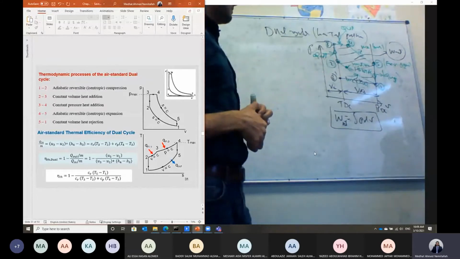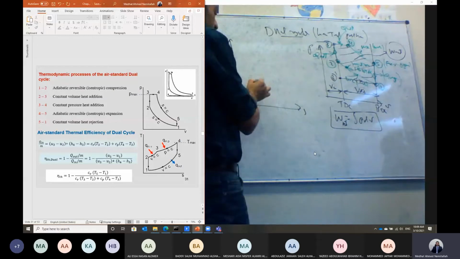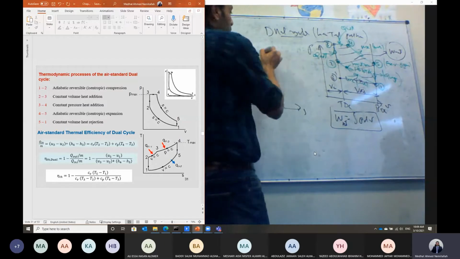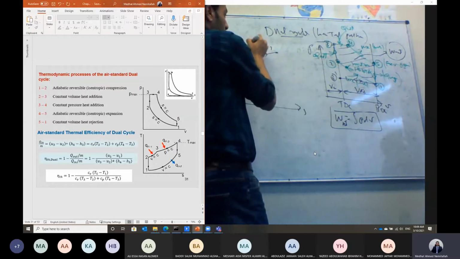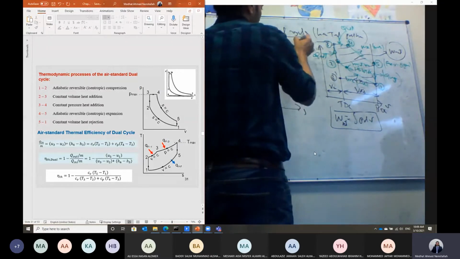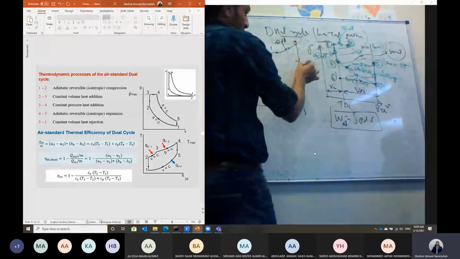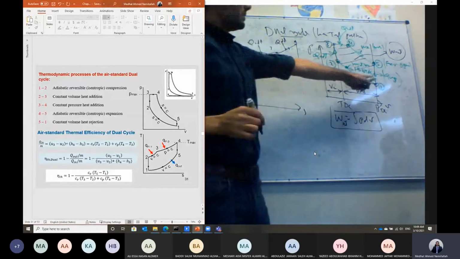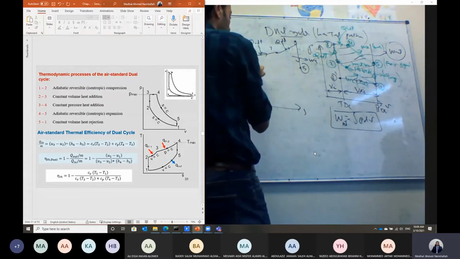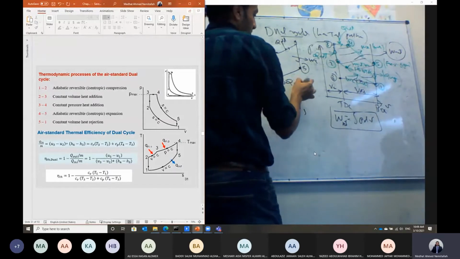And we can also represent this cycle on the TS diagram, the temperature-entropy diagram. Process 1 to 2 is the isentropic compression, 2 to 3 is the constant volume heat addition, and then from 3 to 4 we still have heat addition, but under constant pressure. Then from 4 to 5 is the process of the expansion, in which we have the expansion work. 1 to 2 we have the compression, then from 5 to 1 is the process of the heat rejection.